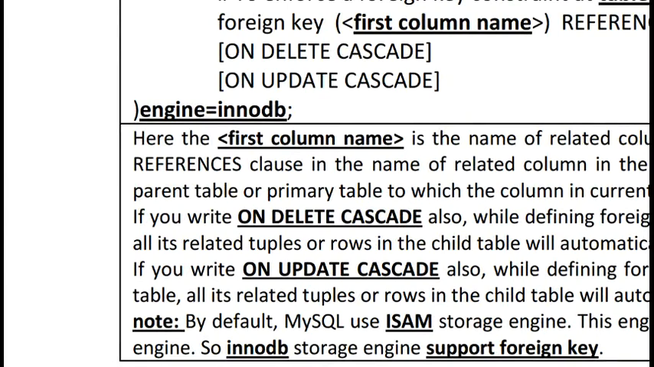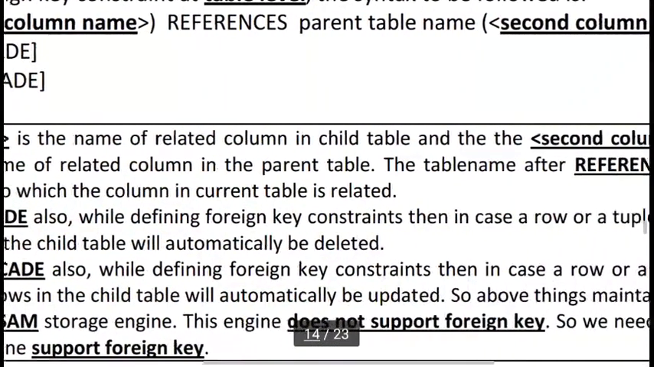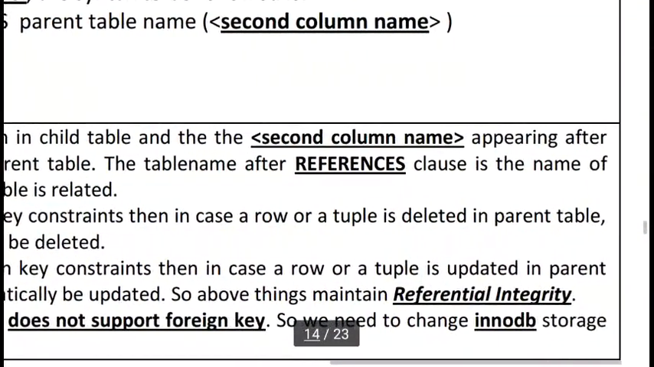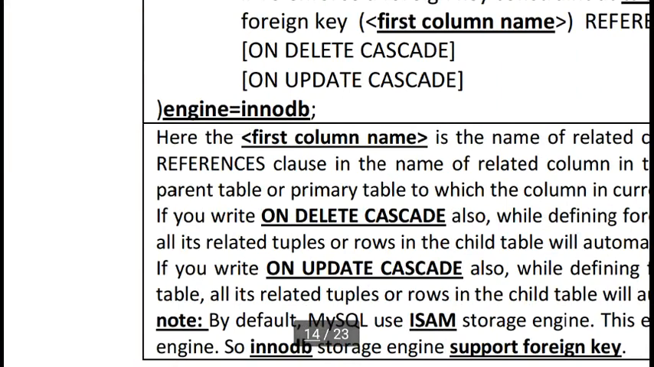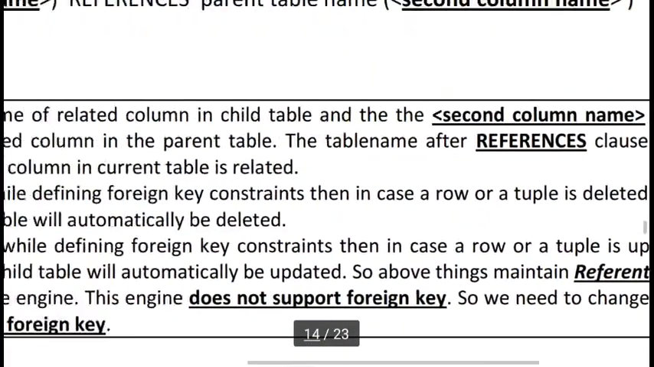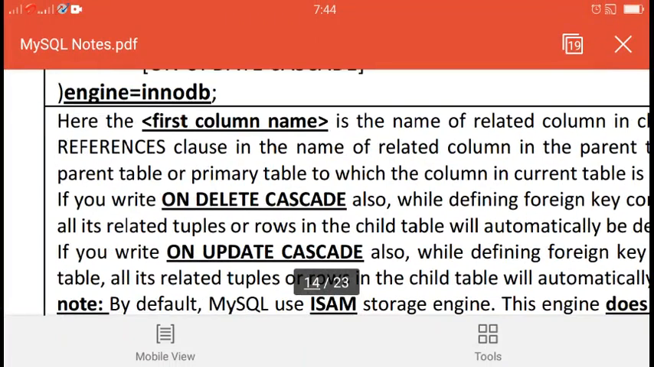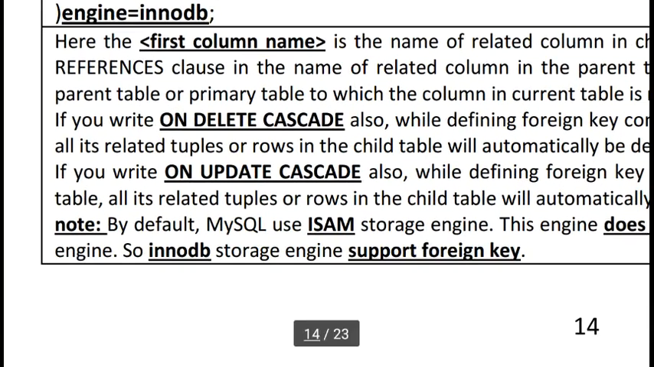And if you use the on update cascade rule when defining a foreign key constraint, then in the case a row or tuple is updated in the parent table, all its related tuples or rows in the child table will be automatically updated. So the above things maintain referential integrity. Suppose I have changed the roll number in the parent table primary key, so automatically all the roll numbers will change in the foreign key of a particular student. So we can also update this, and we can also control this thing.